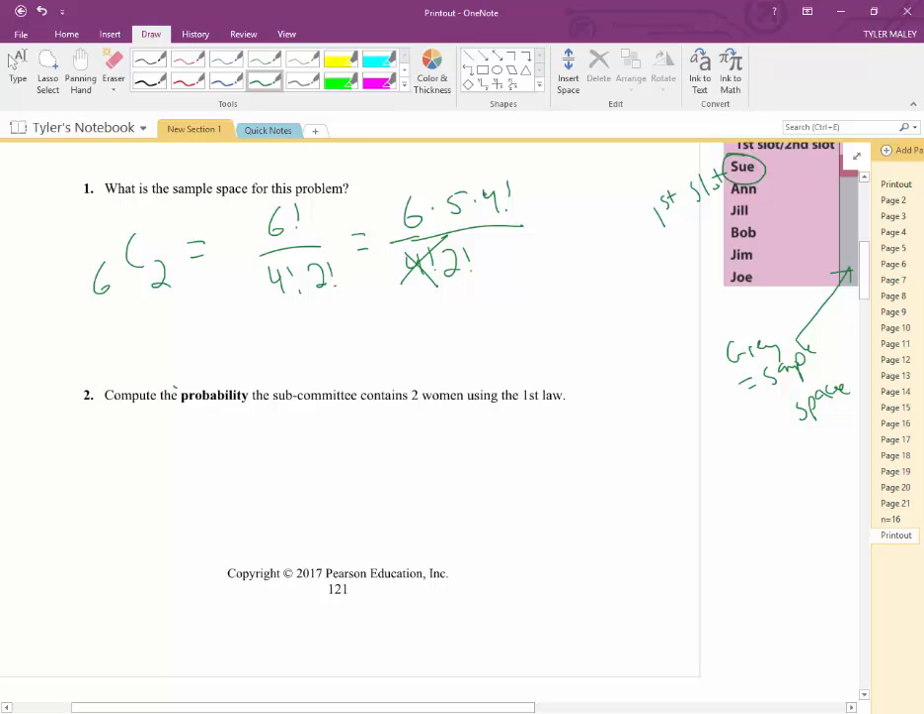So this 4 factorial crosses out with the top and bottom. So what we're left with is 6 times 5, which is 30, divided by 2 factorial, which is just 2. So we get 15. Right? So there are 15 items in my sample space, right? Because order doesn't matter here, right? So we should have 15 things.